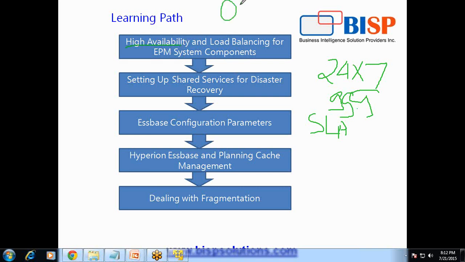We'll see how to achieve this using OPMN. What parameters are required to be configured in order to ensure your high availability and load balancing for your different EPMA components. So we'll have 2-3 instances of Essbase, depending upon the number of users, and nature of data, and what clauses are mentioned in your service level agreement.